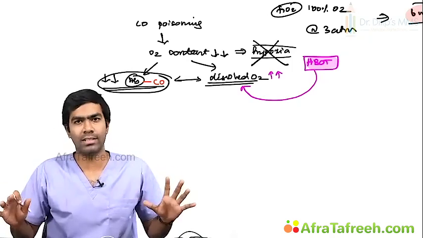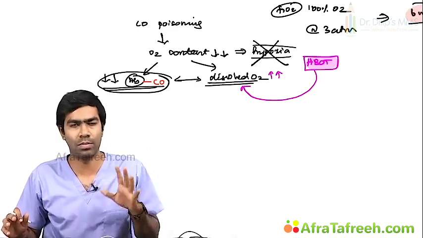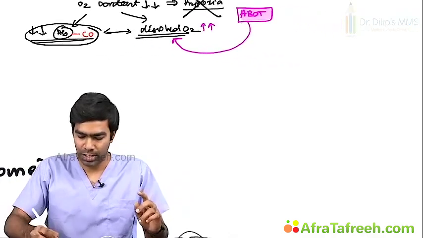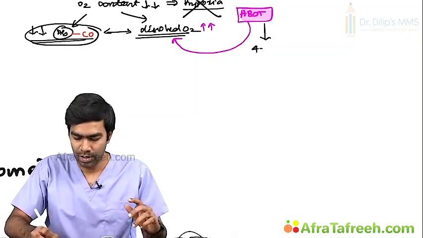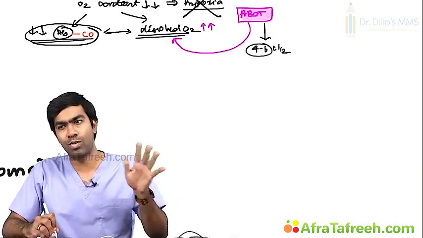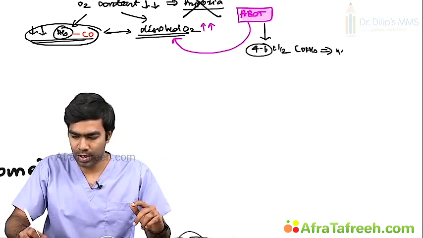Clear? Selected indications are there. I'm not talking about that. We have discussed it already in hematology, but this is how HBOT works in carbon monoxide poisoning. At the same time, remember, HBOT reduces the half-life of carbon monoxide. For example, 4 to 6 half-lives of carboxyhemoglobin is 40 to 80 minutes.